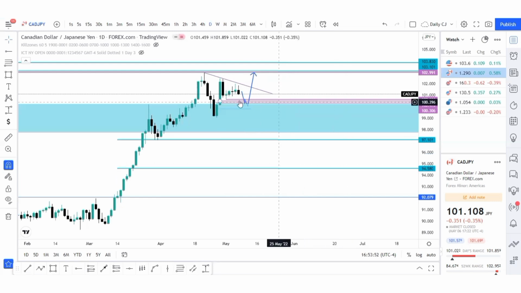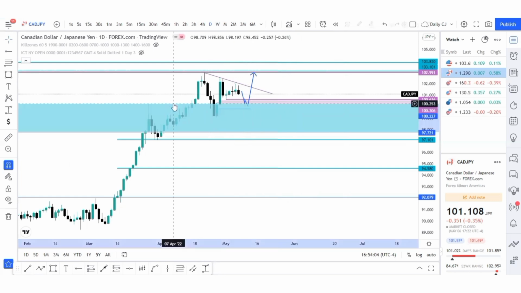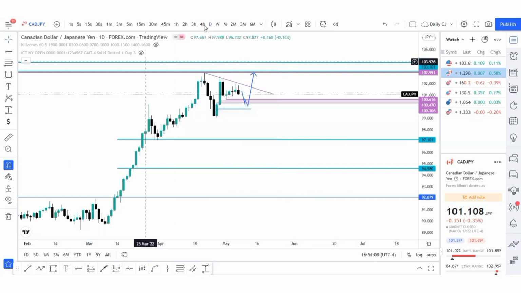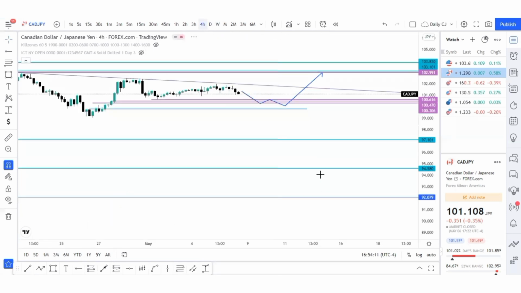But from here now, we can still engage price to the upside, knowing fully well that we have engineered liquidity right here, which is the trend line liquidity present in price. I also have that engineered high right there. So we can drop to a 4-hour chart, and I want to delete that to have a clear chart, and actually see what price does.